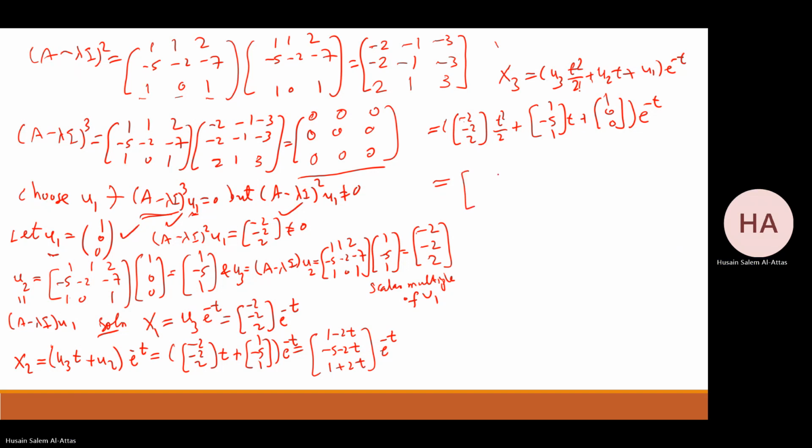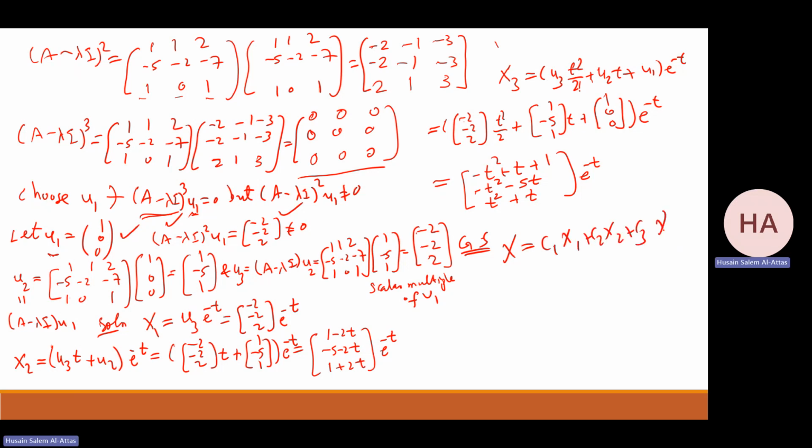Just a representation. That will be what? Minus t squared plus t plus 1. This is the first one. Second one is minus t squared minus 5t plus 0, plus 1t plus t squared, I mean. 2 times t squared over 2, that will be t squared plus t. Don't forget e to the minus t. What will be my general solution? C1x1 plus C2x2 plus C3x3. And this is what we are looking for.